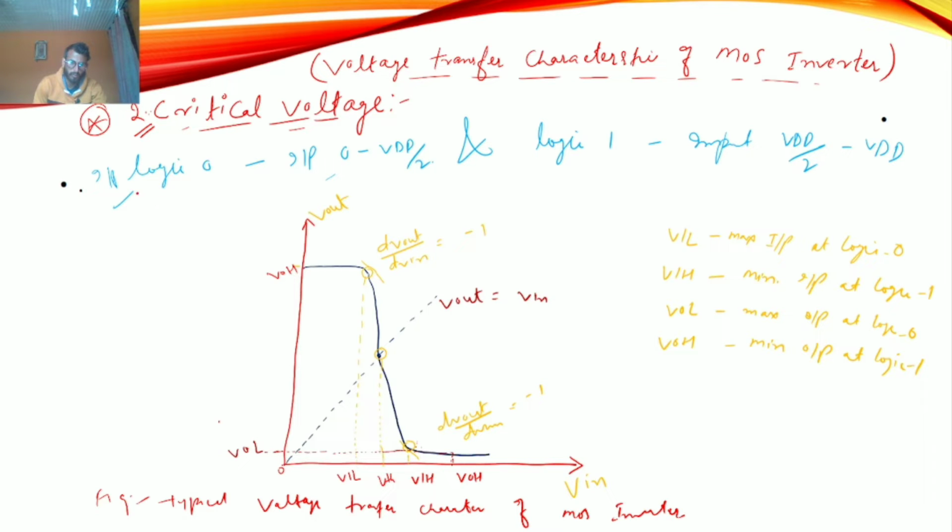Here the input is at logic 0, that is, the input voltage varies between 0 to VDD by 2. When the input voltage varies between 0 to VDD by 2, the input logic is 0, and when the input voltage varies between VDD by 2 to VDD, the input logic is 1. Here this is the VDD voltage, and here is also VDD.